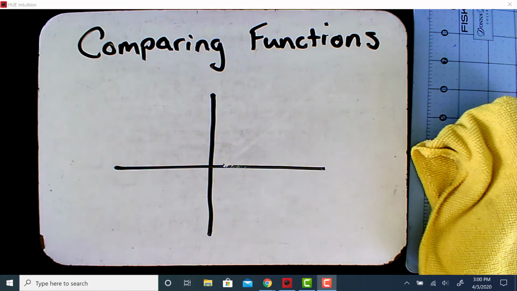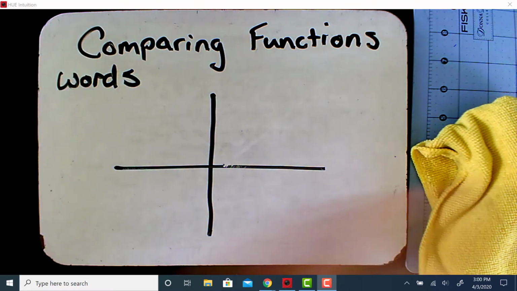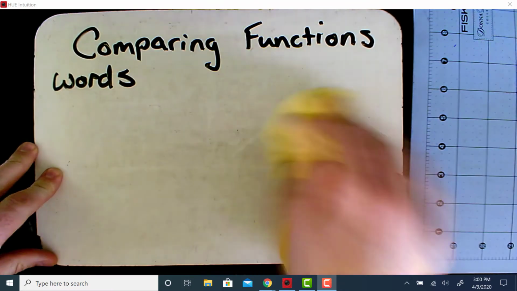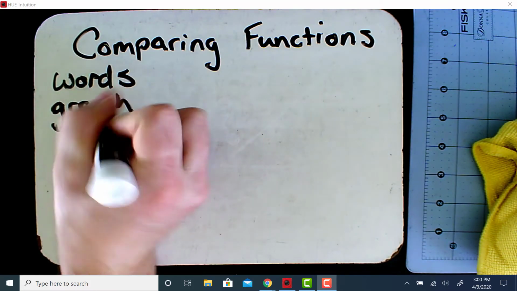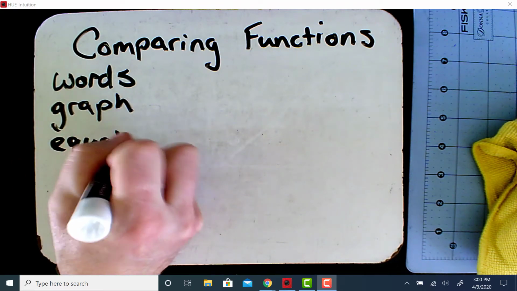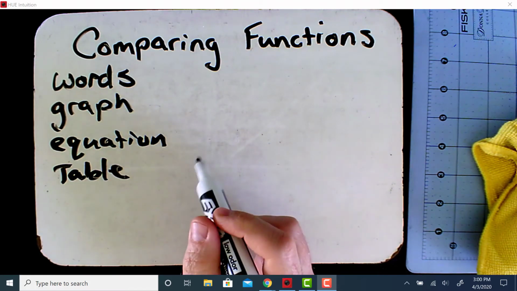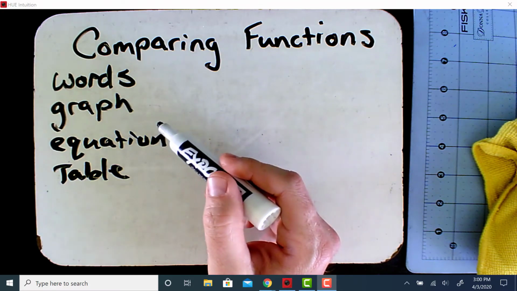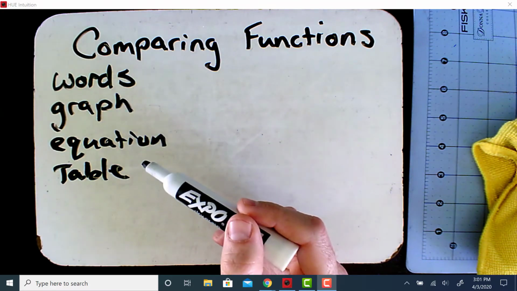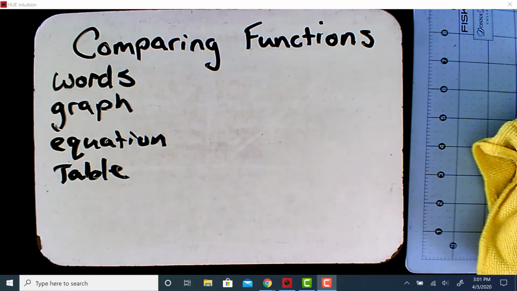There's actually a fourth way that a function can be written, and that is just by using words. We can use words to describe or write a function. So we end up with a list of four ways: words, a graph, an equation, or a table. Today we're going to be comparing functions that have been written or represented in different ways, maybe a graph compared to an equation, or a table compared to the word version.